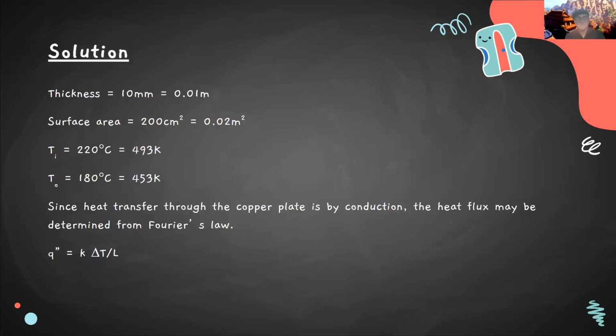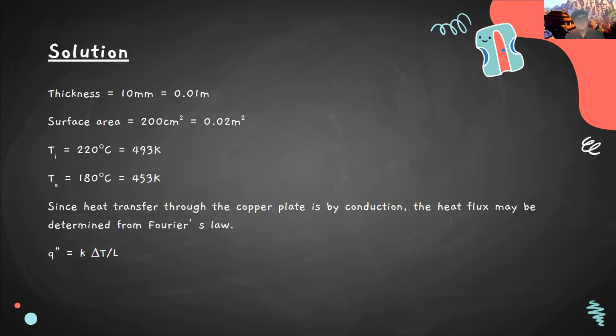So the solution is, first we list the information given. The thickness is 10 millimeter, and we convert it to 0.01 meter. The surface area is 200 cm squared, and we convert it to meter squared, that is 0.02 meter squared. Then the temperature at the inner surface of the plate is 220 degrees Celsius. We convert to Kelvin, plus 273 Kelvin, we get 493 Kelvin. And the temperature at the outer surface is 453 Kelvin after we convert.